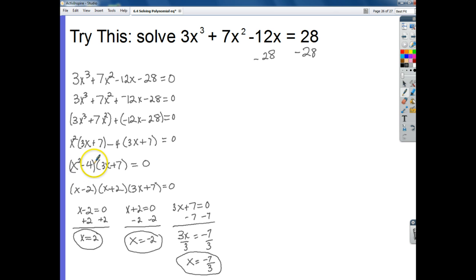Well, x squared minus 4 is the difference of two squares. You've got to keep factoring. And that factors into x minus 2, x plus 2, and then the 3x plus 7 comes down, equals 0. It's all factored. Now we set our factors equal to 0, and solve those. We get x is 2, x is -2, and x is -7/3. Yes, there's no guarantee that you're going to get nice answers. You could get fraction answers.